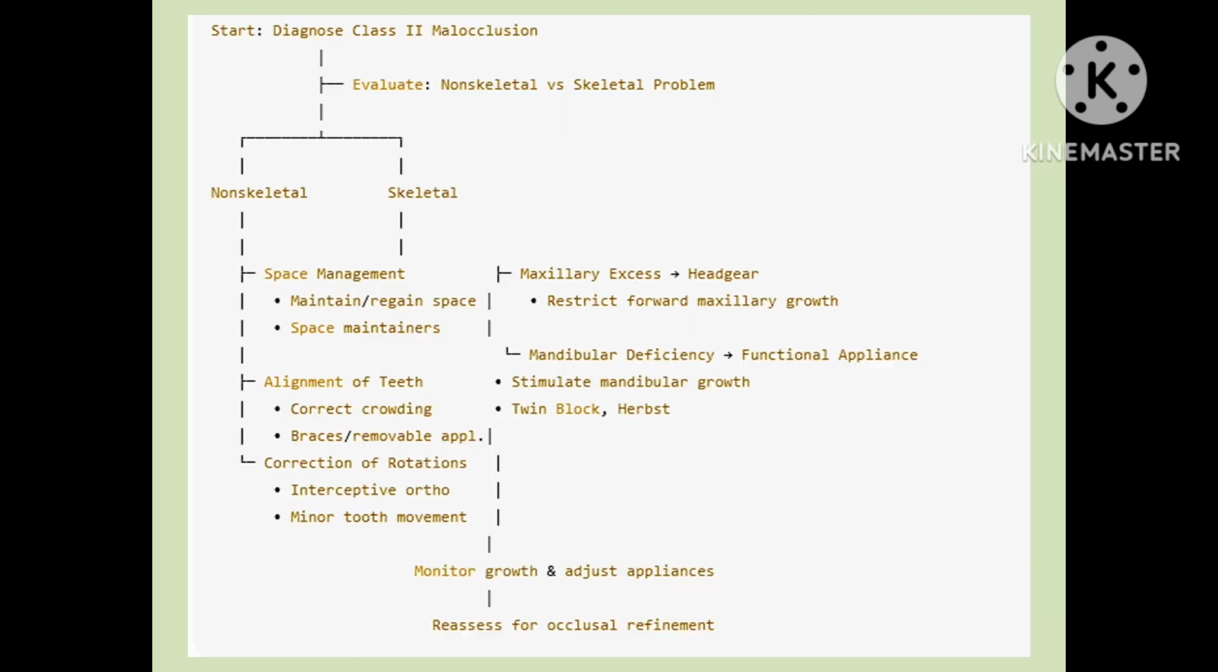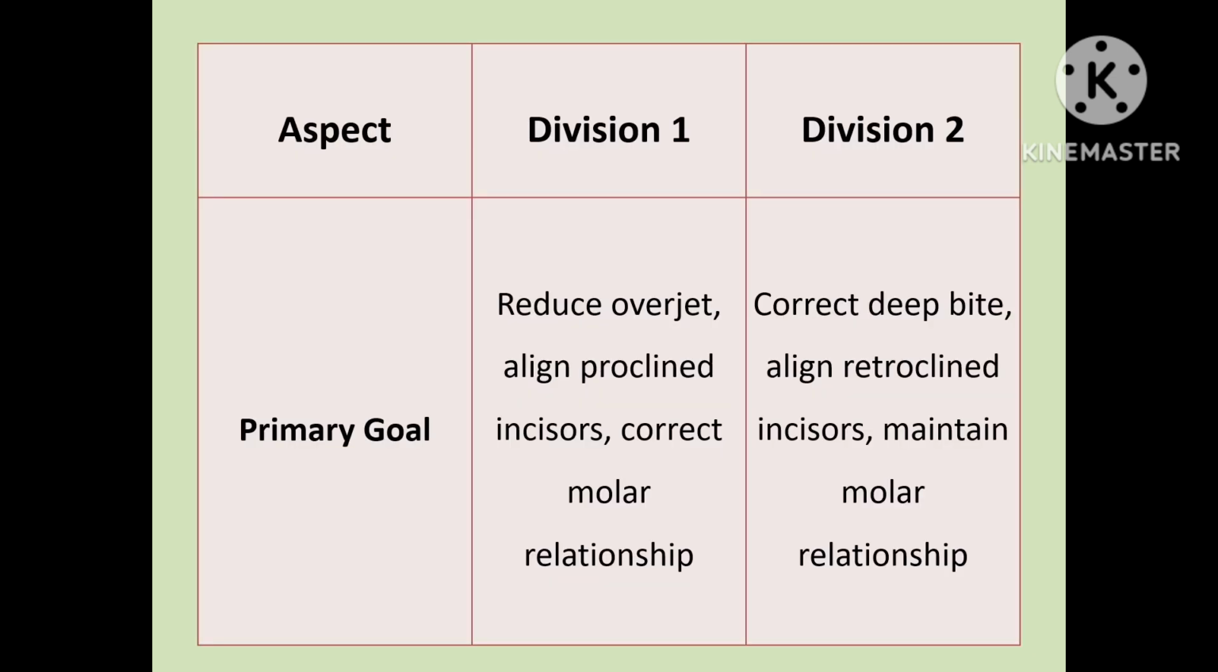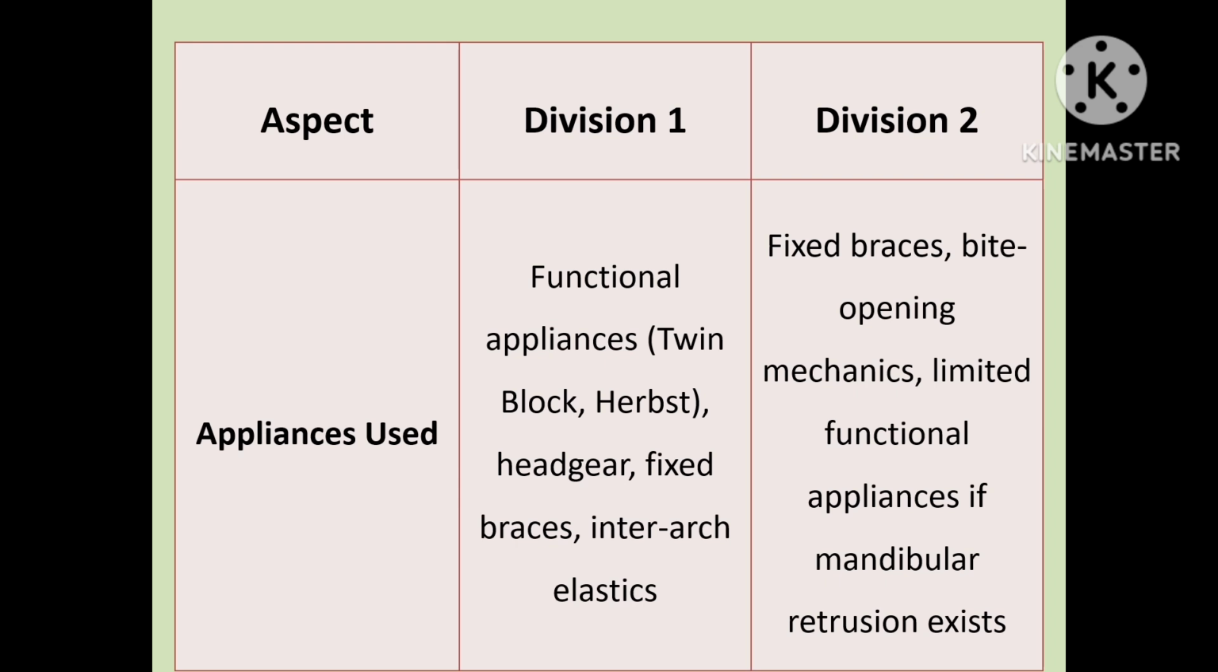In class 2 division 1, treatment focuses on reducing the overjet and aligning the forwardly tilted upper incisors, often using functional appliances, headgears, or braces. Extraction may be needed for severe crowding.